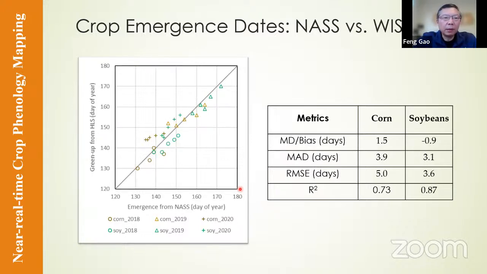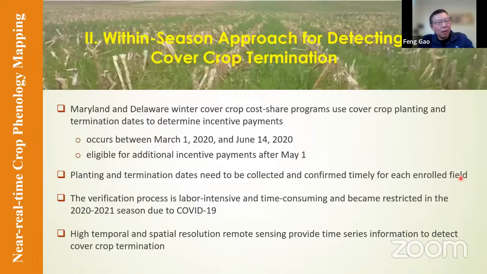You can see there's pretty good agreement here. The bias is less than 2 days in the median date, and the RMSE is less than 5 days. It can be applied to other areas, which gives us more confidence.